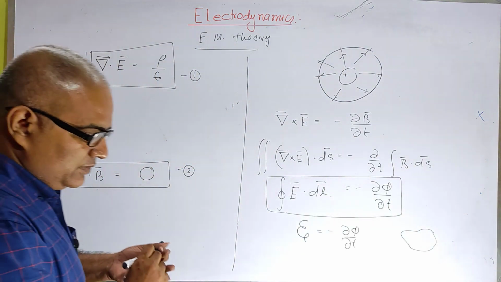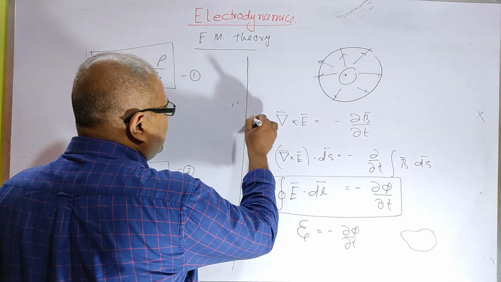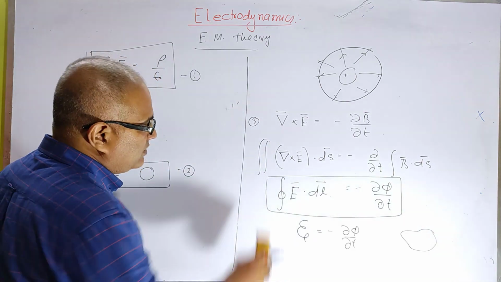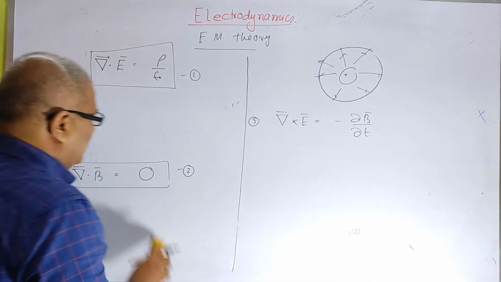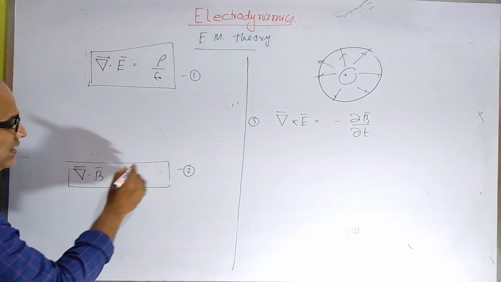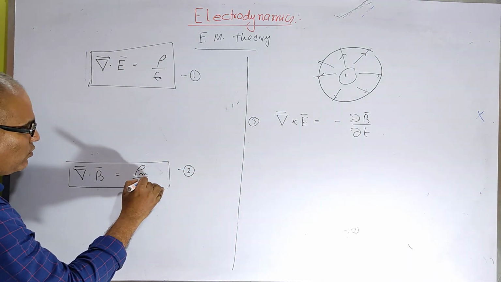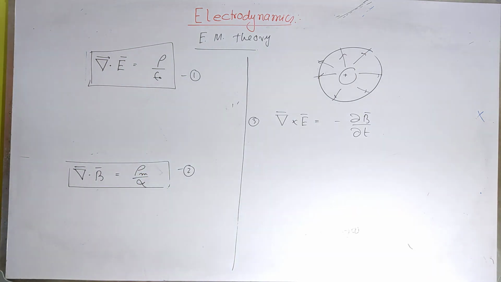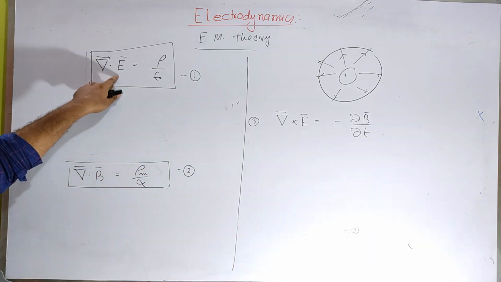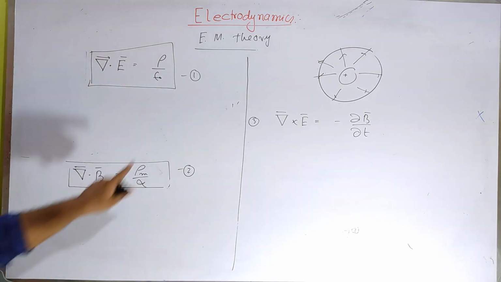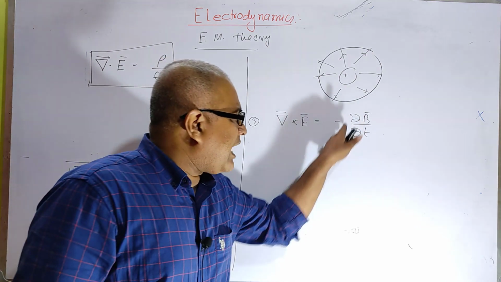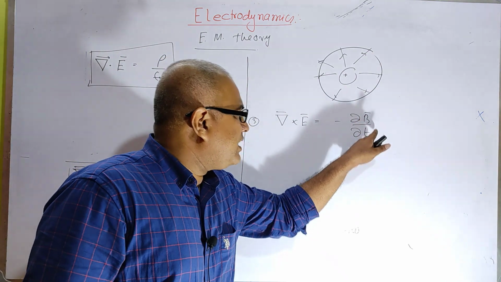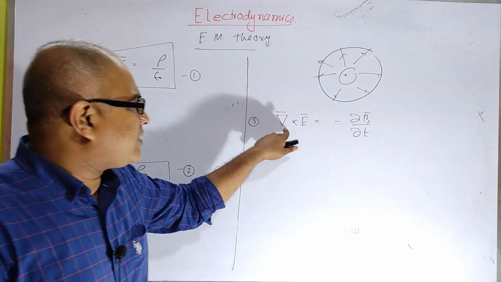So what should be the fourth equation? What should be the fourth equation? It will be better if I write it as rho m by some constant, something like this. I am just writing it as if there were a magnetic charge. So this is divergence of E from electric charge, this would be magnetic field from some magnetic charge, this will be time varying electric field and producing some curl of E.